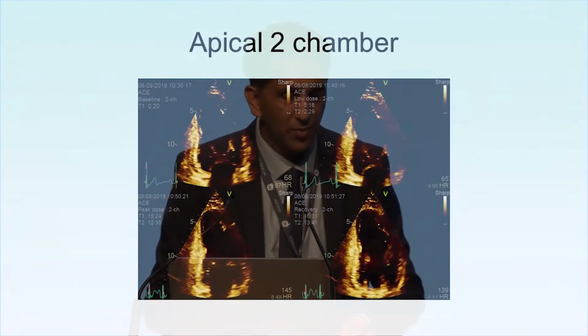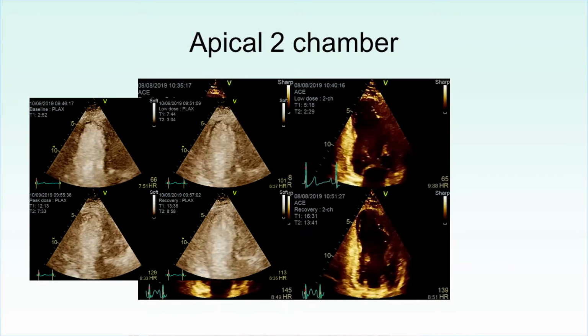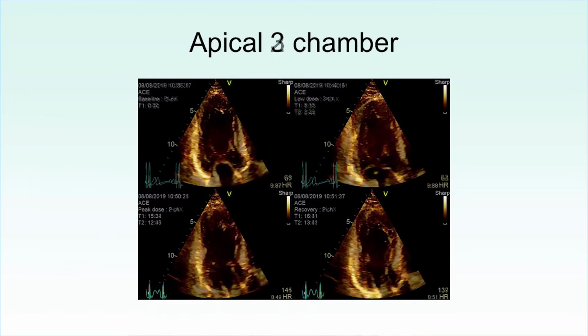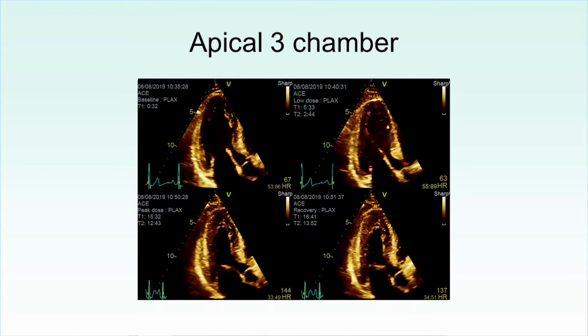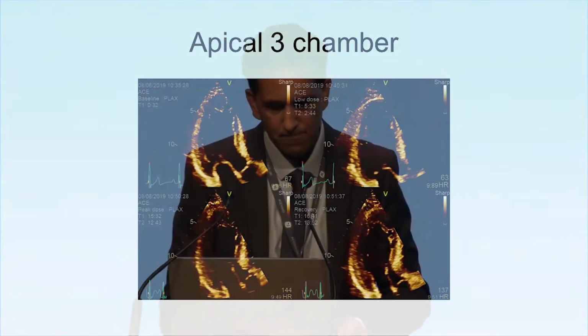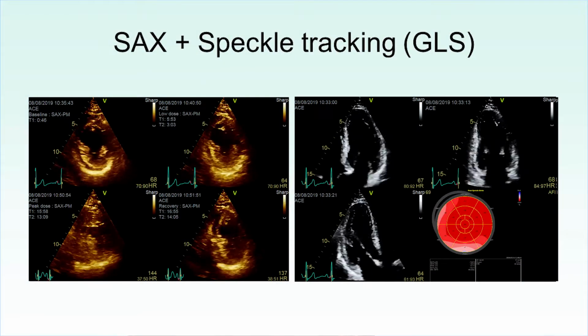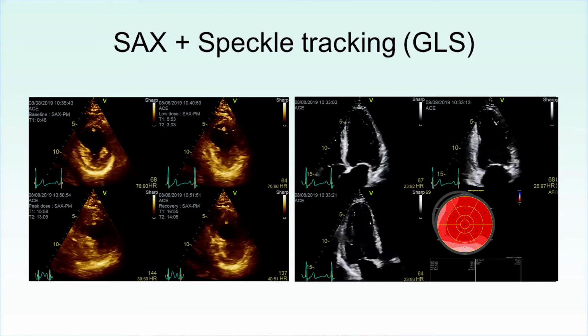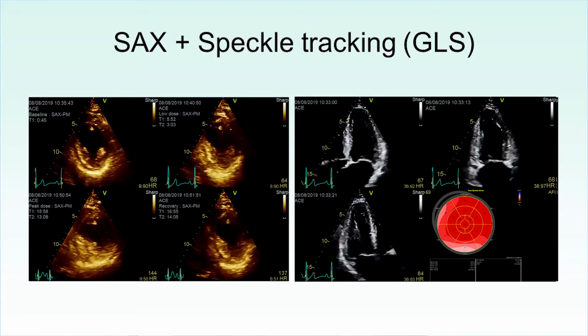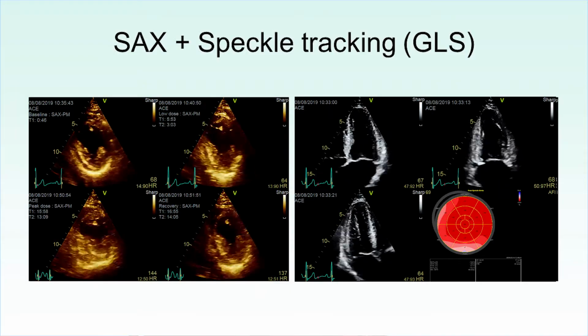There's a 2-chamber, apical 2-chamber. That's not playing, so there's apical 3-chamber again. And short axis, there's also a 5th view that we also do. And sometimes you can utilize speckle tracking as well, just to demonstrate and give us more confidence to see if the overall function is essentially normal.